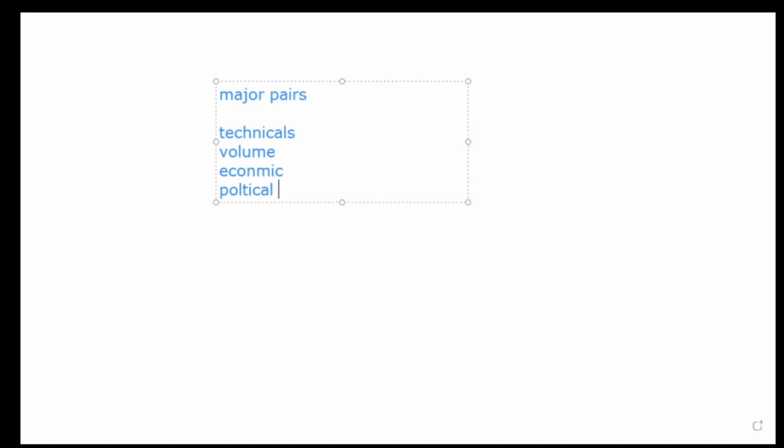For example, if we look today at the CAD pair, we have some of the major pairs here. What are the major pairs apart from that? These are some of the fundamental things which can affect the major pairs. Technically, the market is going to be affected. Volumetrically, the market is going to be affected. Economically, politically. Okay. Now, the pair mainly affected is USD.